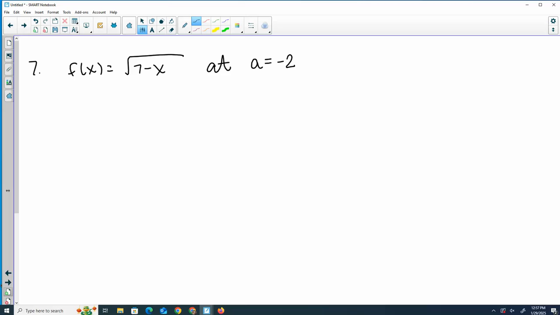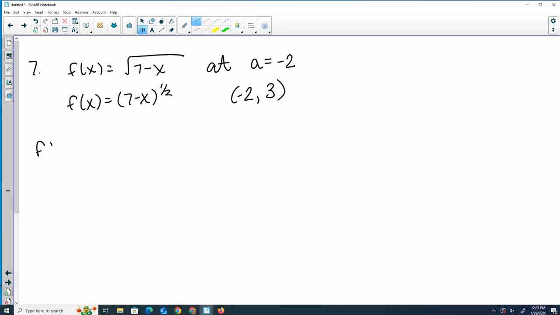So if a is -2, we plug that in, that's 7 plus 2, so the square root of 9 is 3. So that's a point. To write the equation of a line, we need a point and a slope. How do I get my slope? Derivative. Keep in mind, the square root is like a 1/2 power.